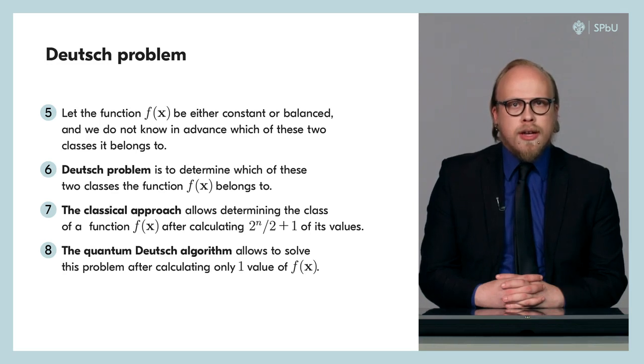This means that in the case of the classical algorithm, in the worst case, we will have to make 1 plus 2 to the n minus 1 calls to the oracle to determine whether the function f is constant or balanced. As before, the Deutsch-Jozsa algorithm allows us to determine which class the function f belongs to in just one call to the oracle.